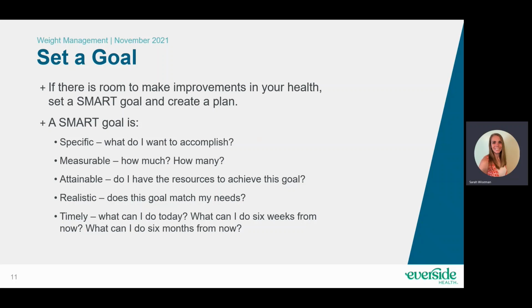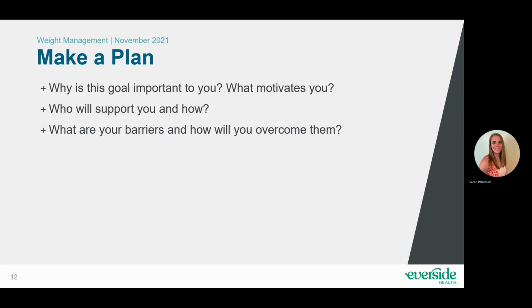Realistic: does the goal match your needs? And timely: what can I do today? What can I do 6 weeks from now? Maybe I start next week. Maybe I can do it 6 months from now. What am I trying to accomplish? Other things to take into consideration: why is this goal important to you? What motivates you? Who's going to support you and how? What are your barriers and how are you going to overcome them?